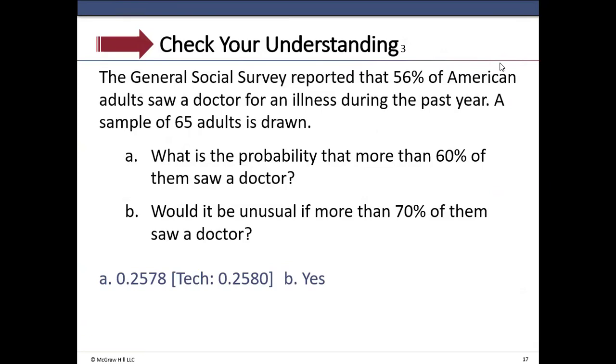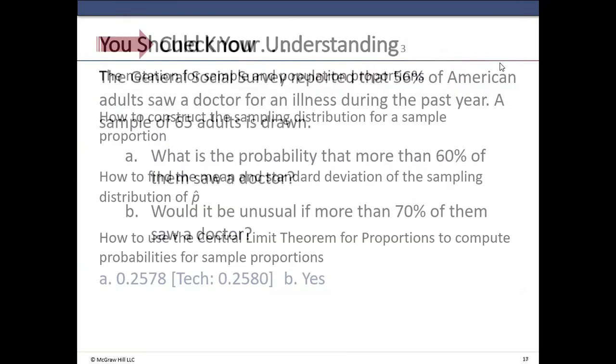Would it be unusual that more than 70% saw a doctor? So second, distribution 2, more than 70 means we're starting from 0.7 and we are on the right of 0.7. Nothing else changes. We go down to Paste, hit enter, and the answer probability is 0.011, which is less than 0.05. So it would be unusual if more than 70% saw a doctor. Why? Because the probability is less than 0.05.